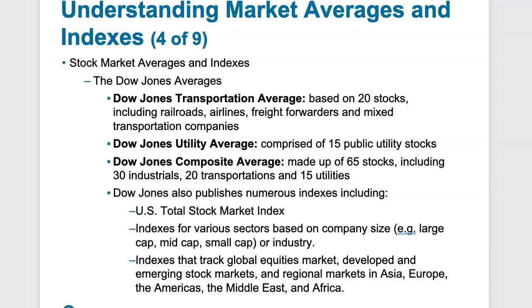The Dow Jones also publishes the total stock market index. They have indexes for various sectors based on company size, small cap, mid cap, large cap, indexes for global equities, the emerging markets. So any way you could slice and dice a group of stocks, there's probably some index or average out there to look at their performance.